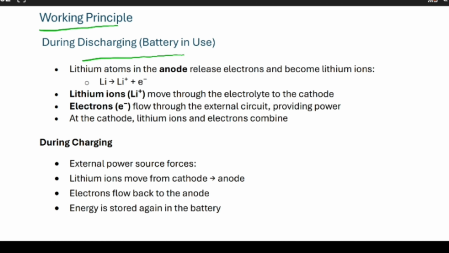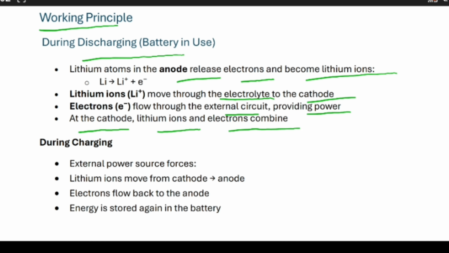The lithium atoms in the anode release electrons and become lithium ions. You can write the equation. The lithium ions move through the electrolyte to the cathode, and the electrons flow through the external circuit, providing power. At the cathode, lithium ions and electrons combine. During charging, there is an external source of force. Lithium ions move from the cathode back to the anode through the electrolyte. Energy is stored again in the battery.